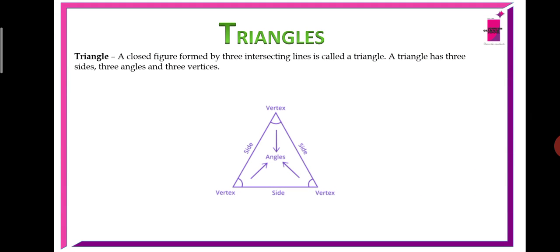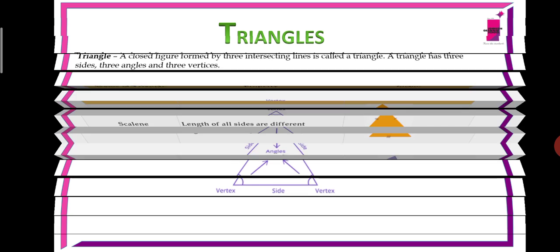A closed figure formed by three intersecting lines is called a triangle. A triangle has three sides, three angles and three vertices. You can see in this figure the vertex, the side and angles are mentioned clearly. Now we are going to learn types of triangles based on the sides and angles.